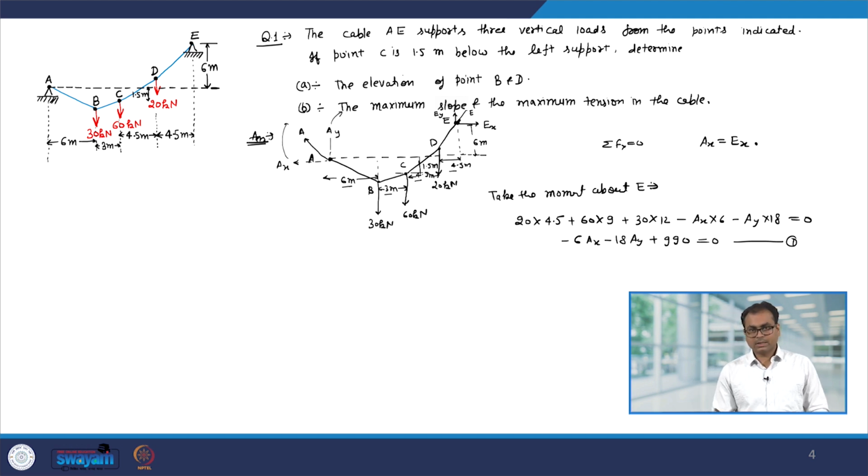So, from considering the free body diagram of the entire cable, we got that Ax equal to Ex, and then we got this equation. Now, there are two variables, so we need one more equation. So, for that let us consider the free body diagram of A, B and C.